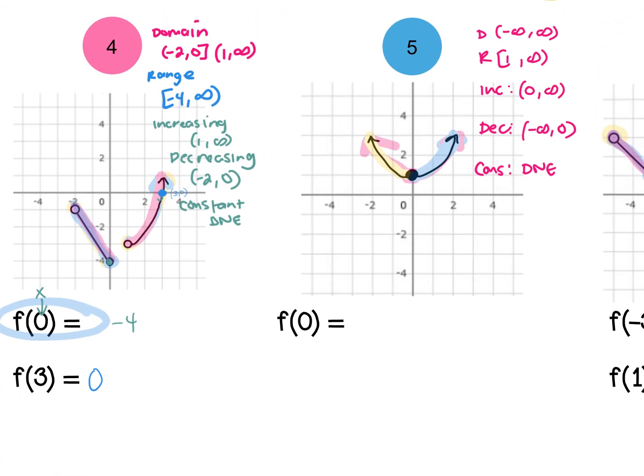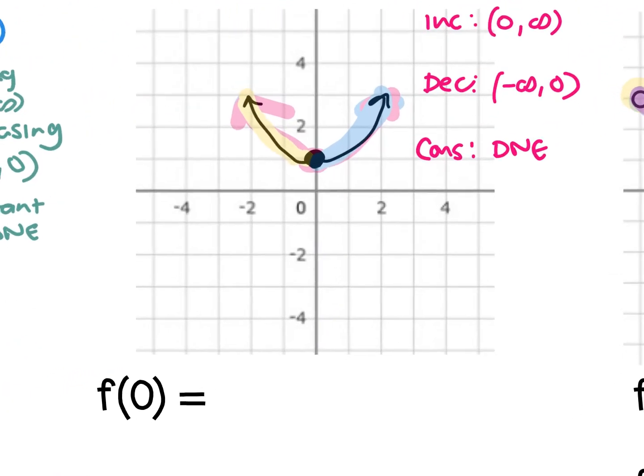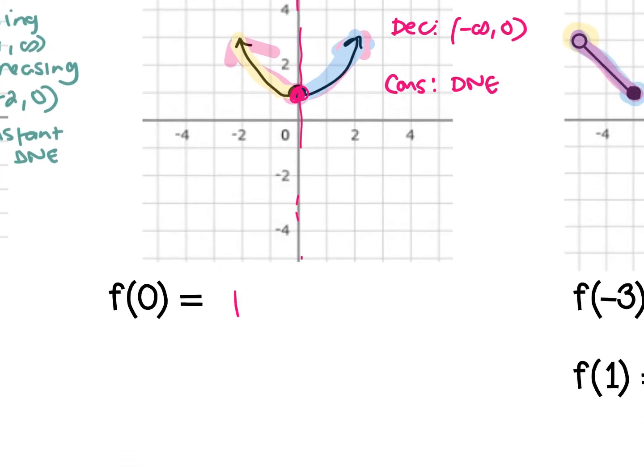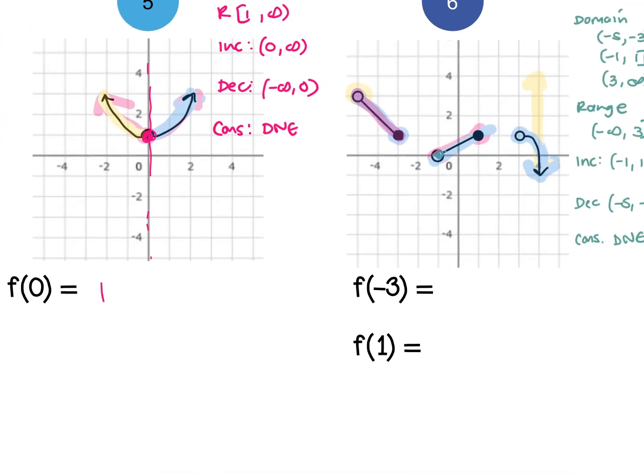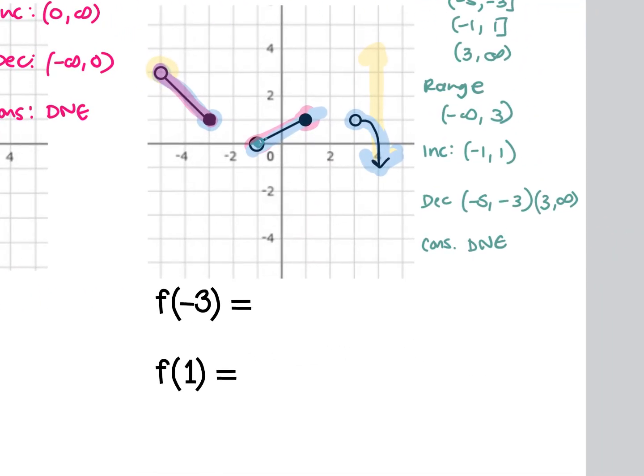All right, go to 5. f of 0. So again, 0 is this line here. My coordinate point is here. What's the y value? 1. And the last one, -3. So -3 is here. What's the y value? 1. And 1, what's the y value? 1.